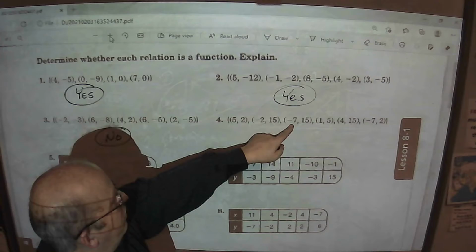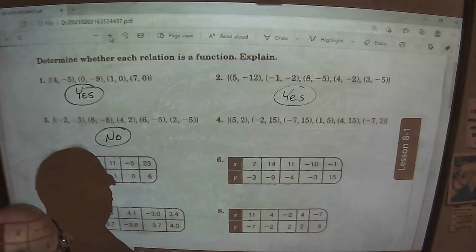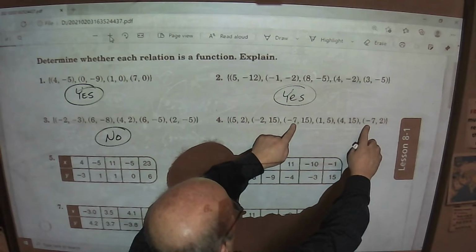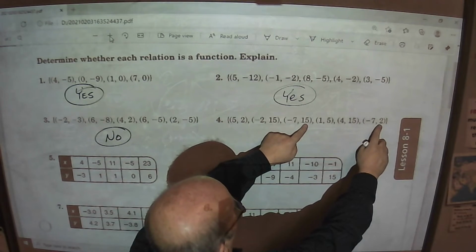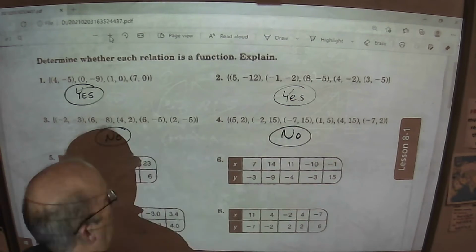5, -2, -7, 1, 4, -7. Are there any repeats on the x values? Yes, right here. And notice they don't have the same y values. Is this a function? No, it's not.